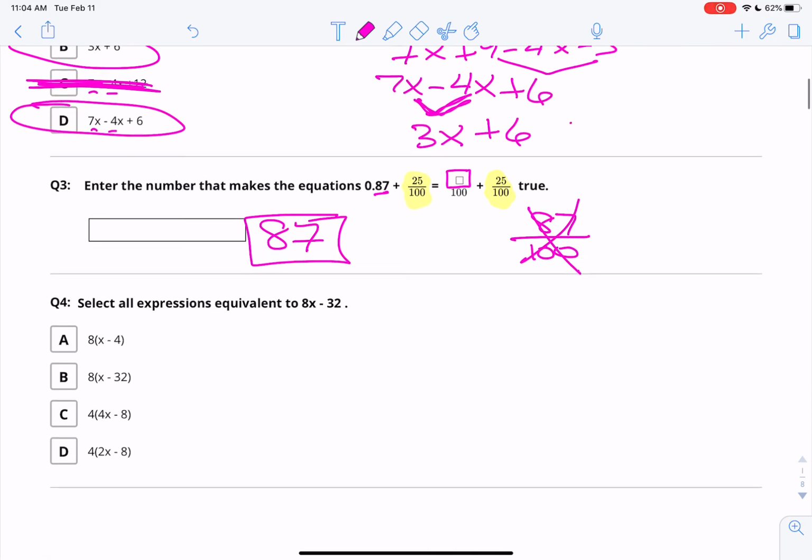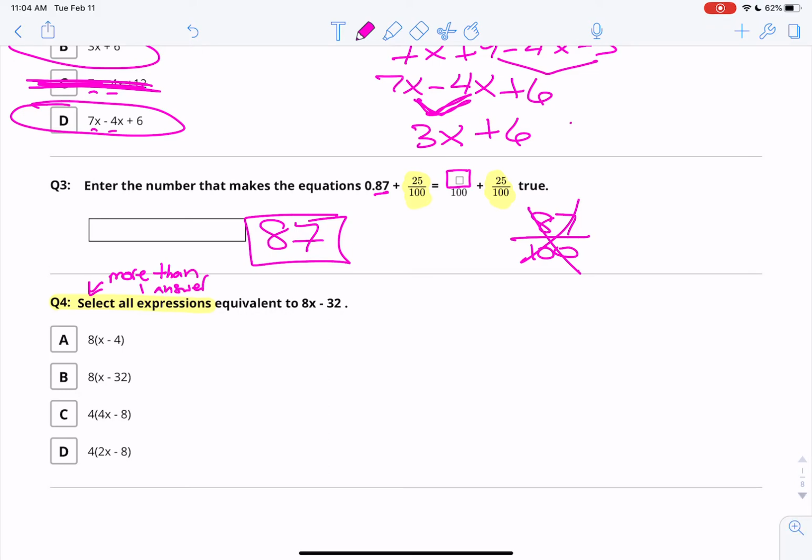Okay. Question 4, select all expressions equivalent. Okay, so once again, select all expressions. Expressions is plural, and they say select all. So that means there's going to be more than one answer.